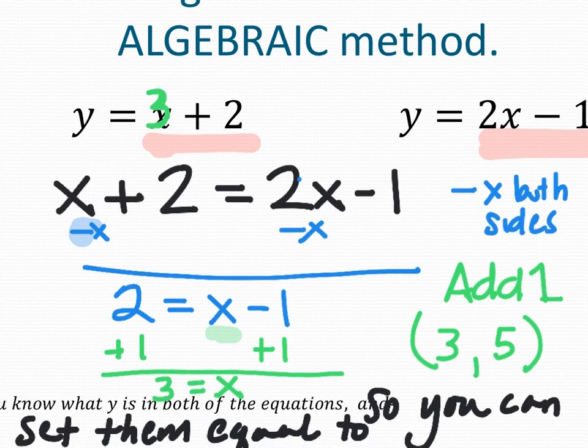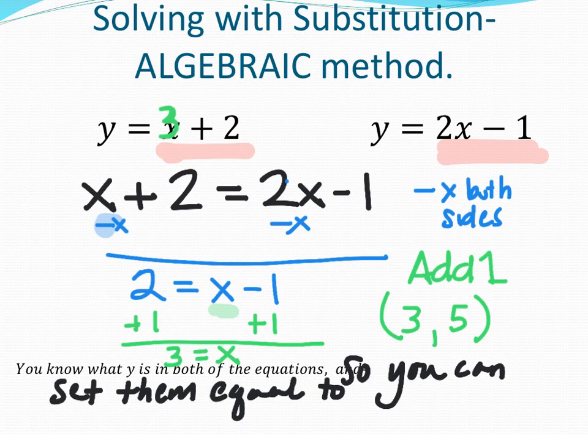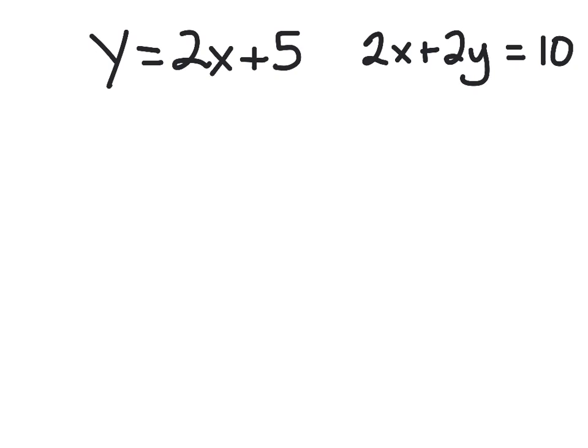And we can actually check in the second one as well. 2 times 3 is 6, 6 minus 1 is 5. Sure enough, our solution is the point (3, 5), which in the previous slide we got as well from the graph. So with this one, I'm going to talk about, once again, substitution.